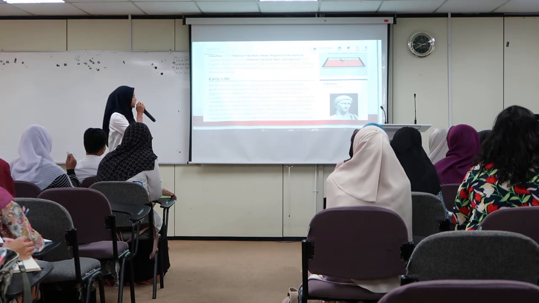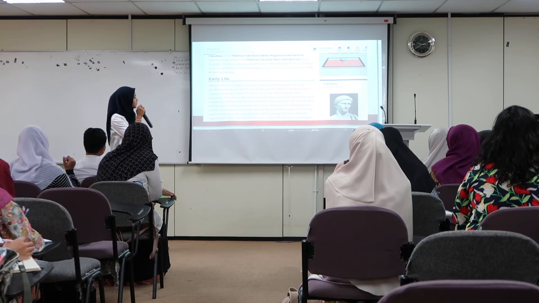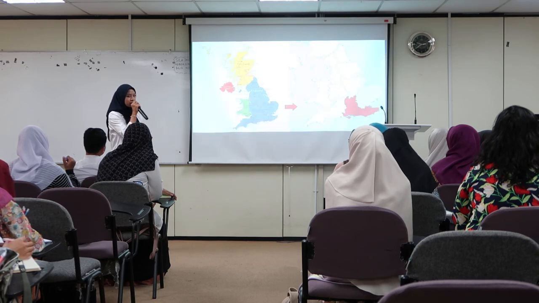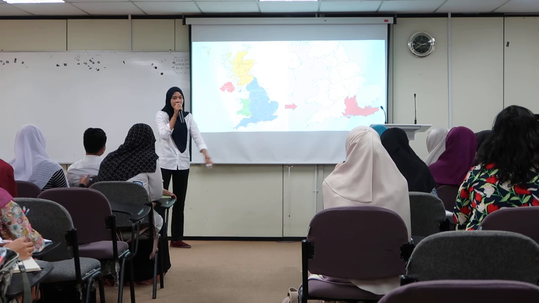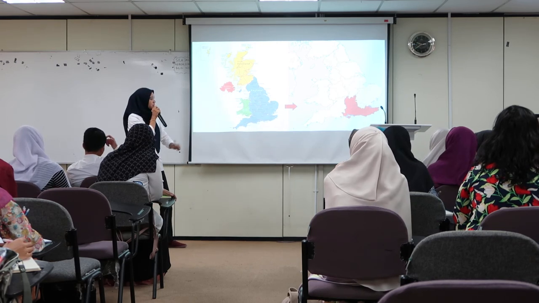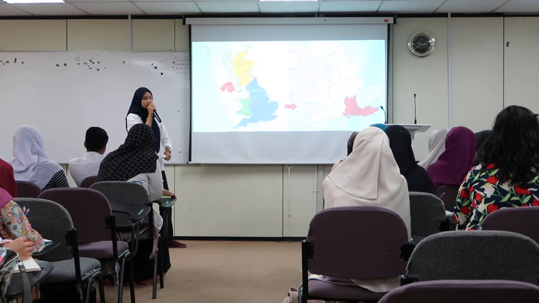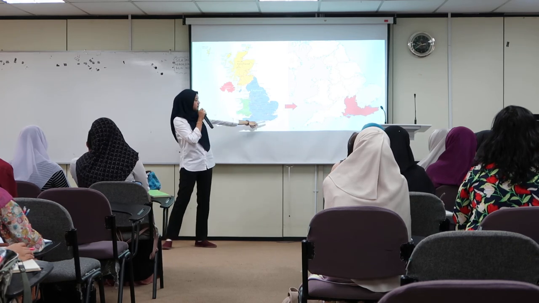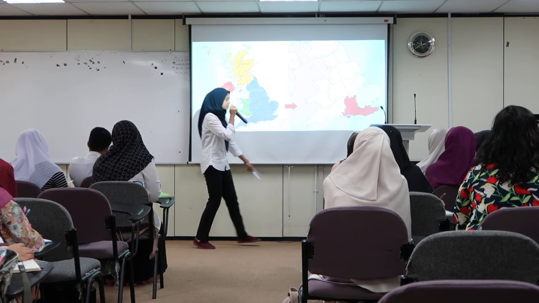Okay, so this is Claudius. Nothing much. Next. Okay, so this is the map of Scotland, England, Wales, and Northern Ireland. Claudius controlled the southeastern region. So this is England, and this is the southeastern region of England. Next.